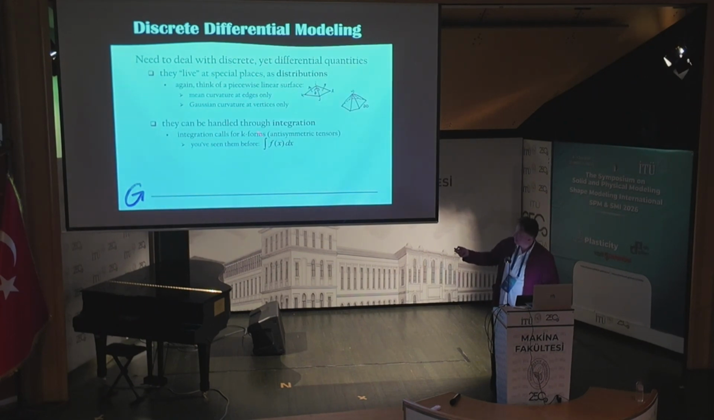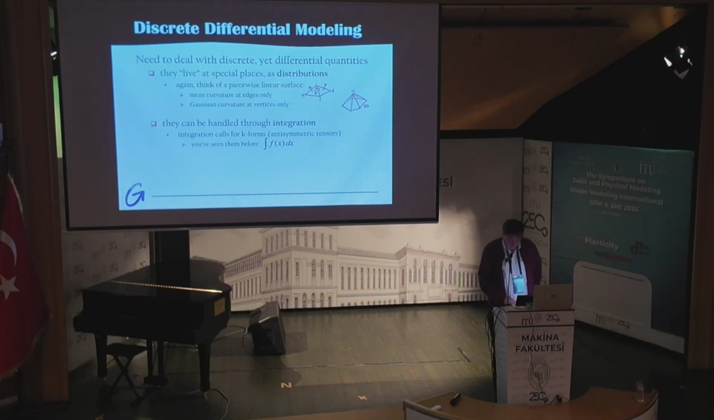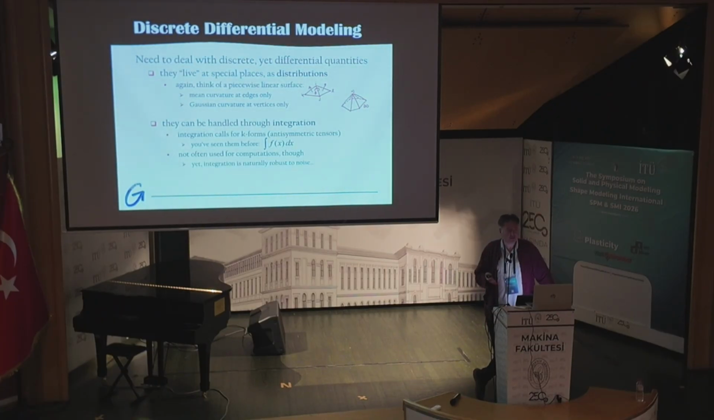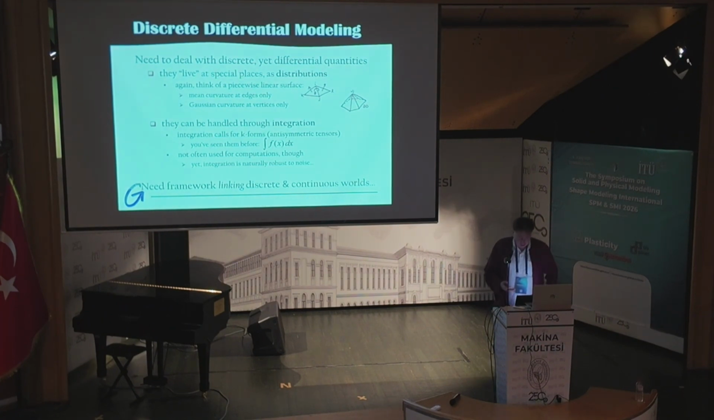So this is the f of x dx when you see this kind of integral. This is not in the geometric context, but you've seen this type of integral before. The dx really is the one form in this case that you integrate. But very often at the time when I started, it was not used for computation, this notion of forms. And yet we know that integration is naturally good for computation, right? It's even robust to nodes. So it struck me as something that was underutilized and underappreciated.